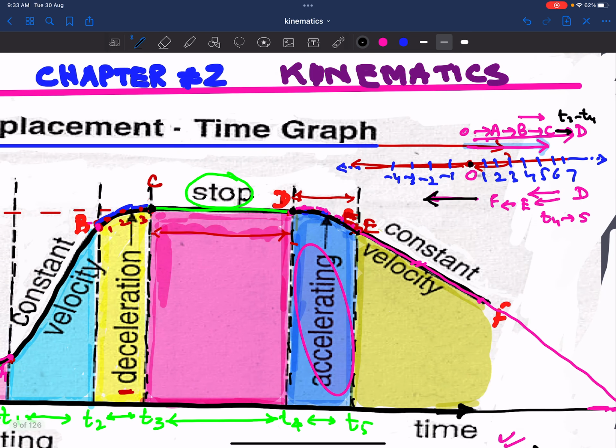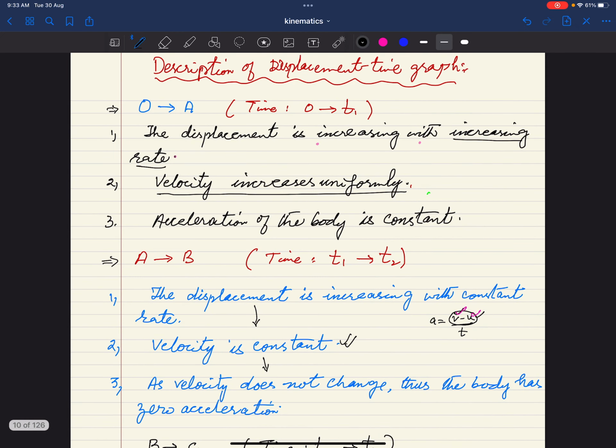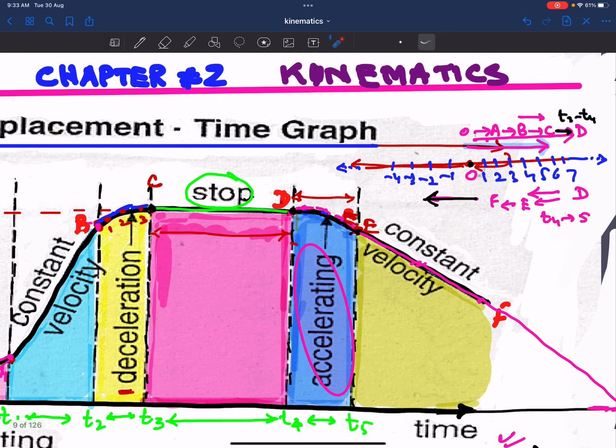The displacement is increasing with increasing rate. So this is what we have, and because of that, you can say the velocity increases uniformly, which means that we have a constant acceleration again. So in this region, here we have constant deceleration. In this case we have constant acceleration, and this is very, very important.